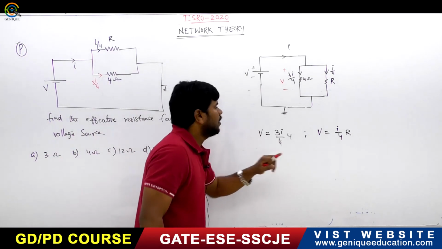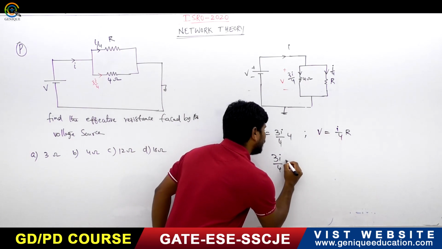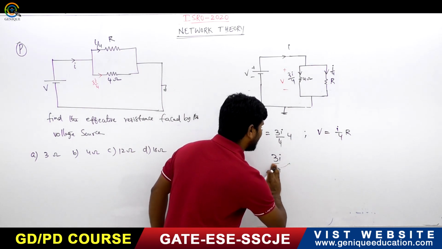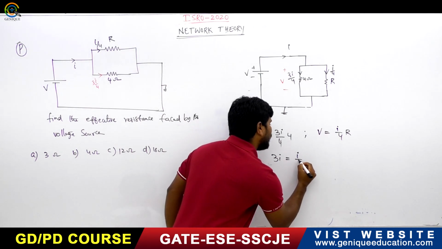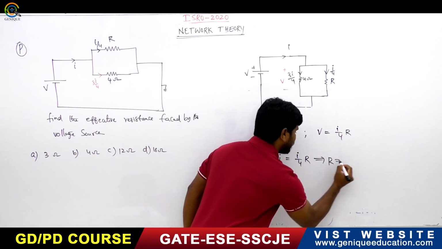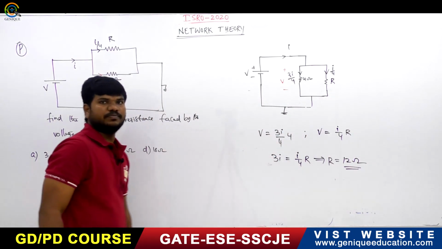These two are equal. 3i by 4 into 4 means 3i only. So 3i is equal to I by 4 into R. From this, what is R? R is equal to 12 ohm.